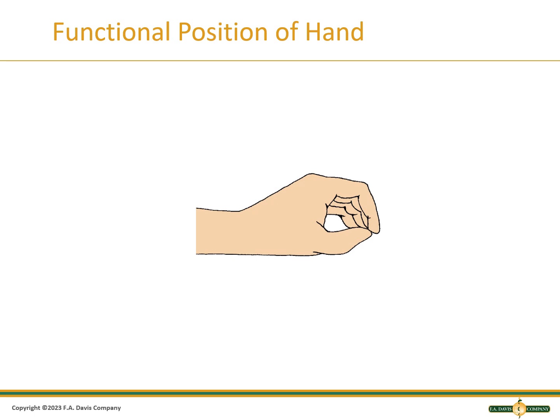The functional position of the hand is going to be where we have our wrist slightly extended with MCP and IP joints slightly flexed and the thumb abducted. So you can see that in this picture here. But this position puts the intrinsic hand muscles at their optimal length-tension relationship.